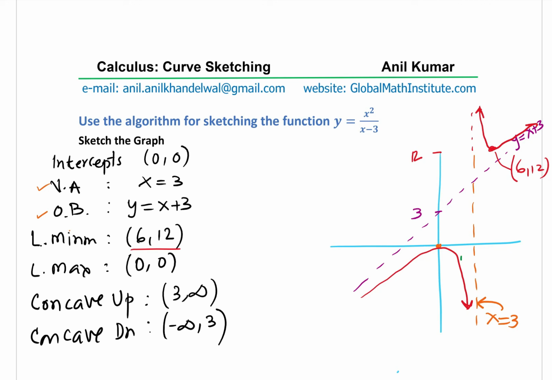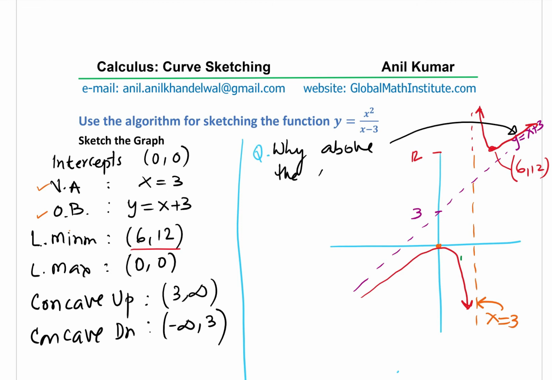Now, one more important thing to understand is why is the graph above the asymptote here and below the asymptote there? So the question for you is, why above in this case, and second is why below in this case? Can you answer me this question? All right, so these are two questions for you to answer.